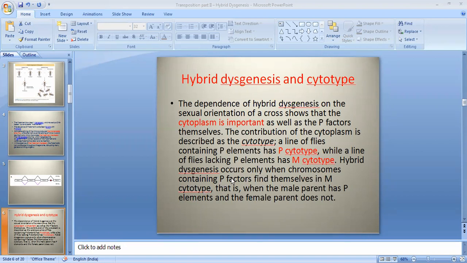So when the sperm enters the ovum with a P element, then P factors find themselves in M cytotype. When this kind of fertilization occurs, the male parent has P elements and the female parent doesn't. That is why the female is M cytotype. And in that case only, these P factors, this transposon, get transposed. Okay.